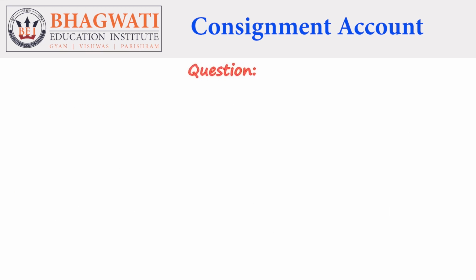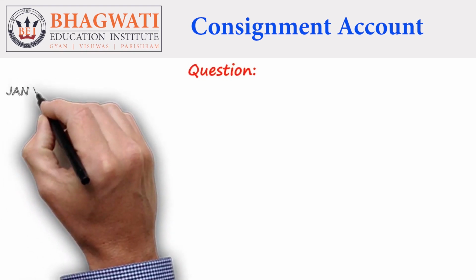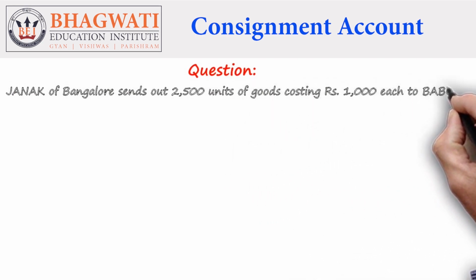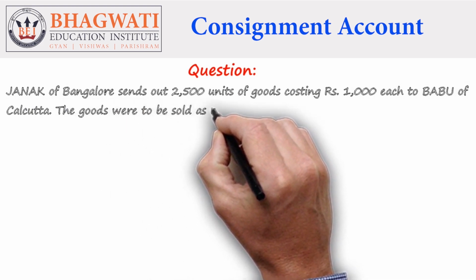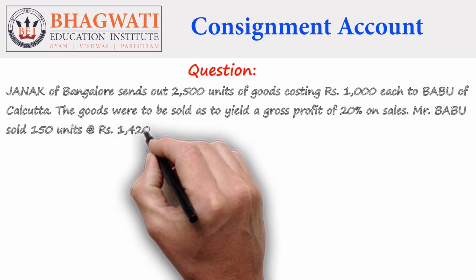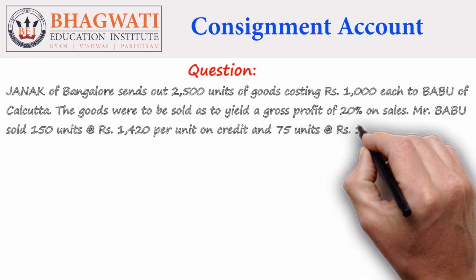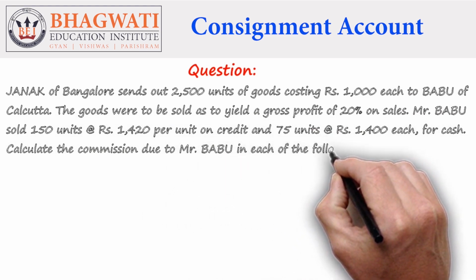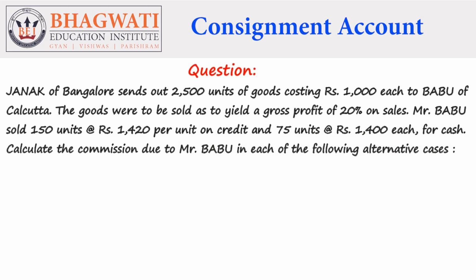Now let us discuss the question. This question, I can say, is a master question. Here we are going to incorporate different types of commission and different types of situations. So let us first deal with the question and read it first. Janak of Bangalore sent out 2,500 units of goods costing rupees 1,000 each to Babu of Calcutta. The goods were to be sold so as to yield a gross profit of 20% on sales. Mr. Babu sold 150 units at 1420 per unit on credit and 75 units at the rate of 1,400 each for cash. Now calculate the commission due to Mr. Babu in each of the following alternative cases. So this is my master problem, and now different cases will be given.